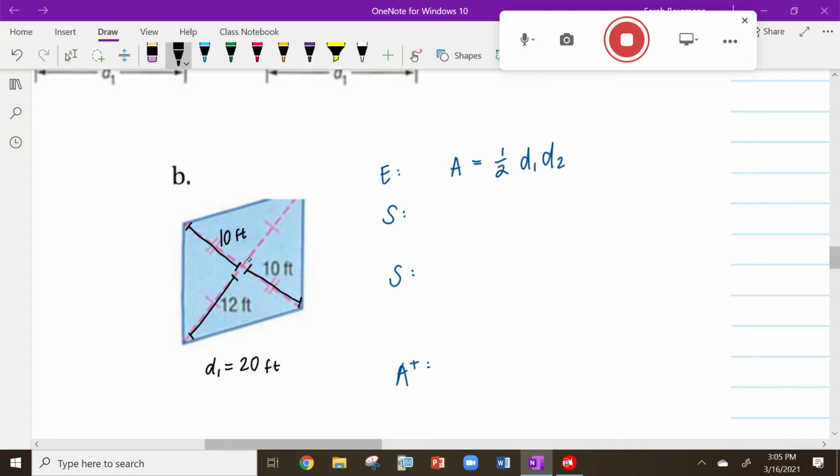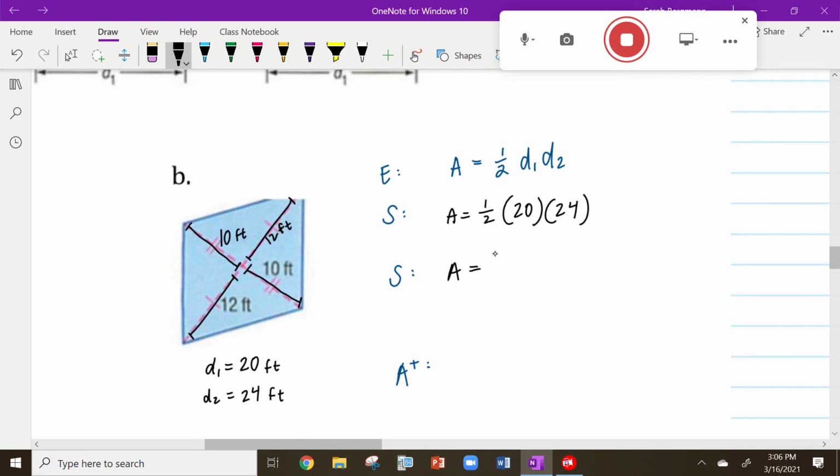Similarly, the other diagonal, they only gave me half of it, so the other half's also 12 feet. That gives me a total length of 24 feet for the second diagonal. Again, it doesn't matter which one you use for D1 or D2. Next, we will use our ESSA method. E stands for equation. I know the equation for the area of a rhombus is 1/2 D1 times D2. Substitute in your values for D1 and D2.